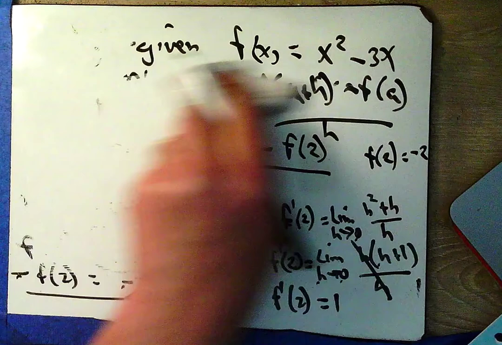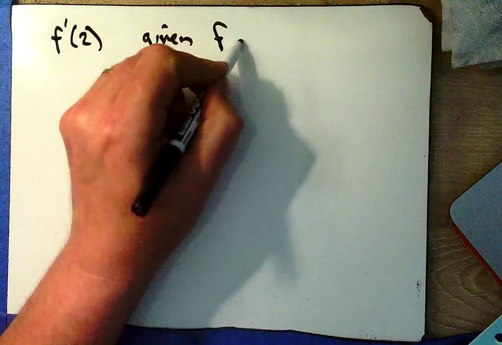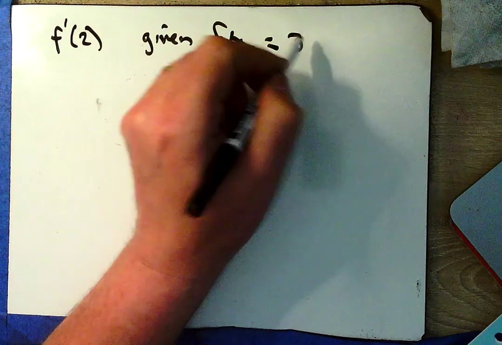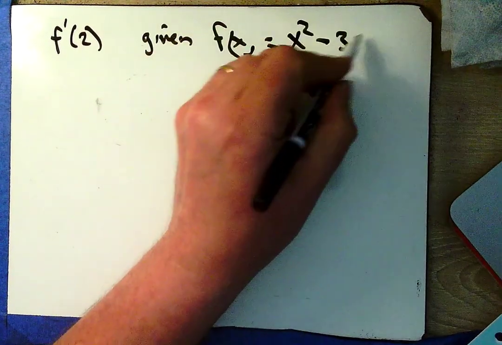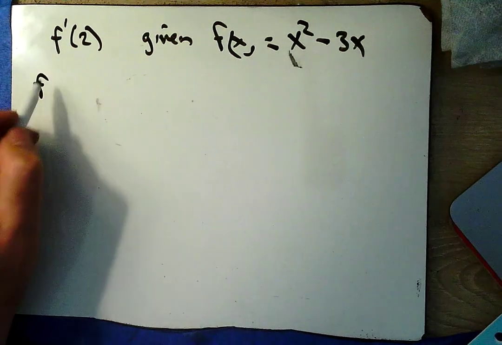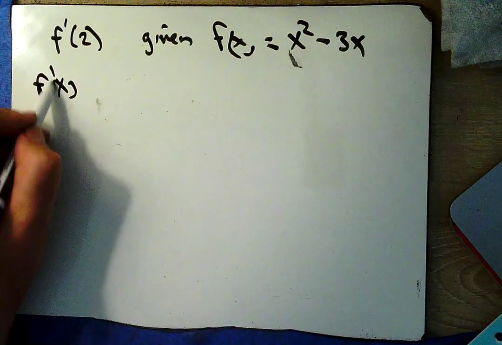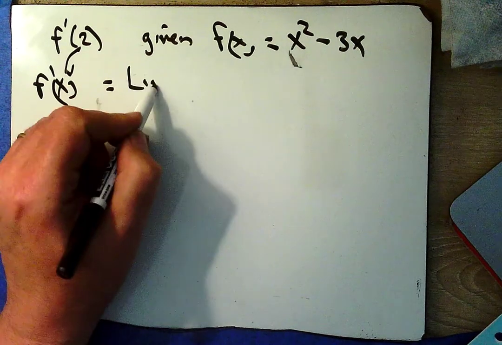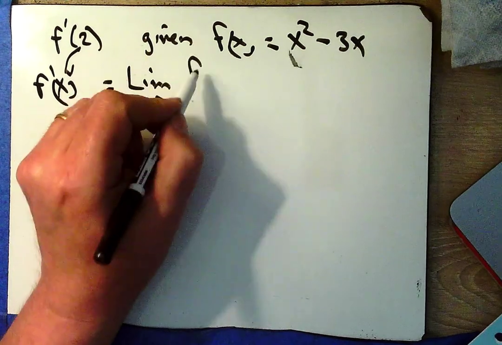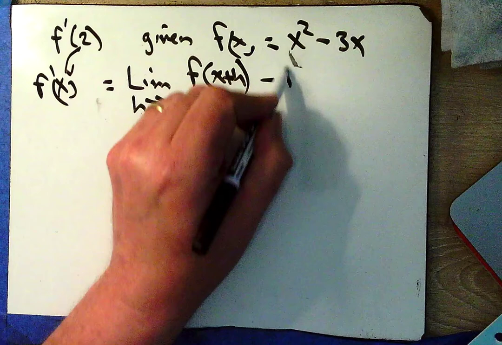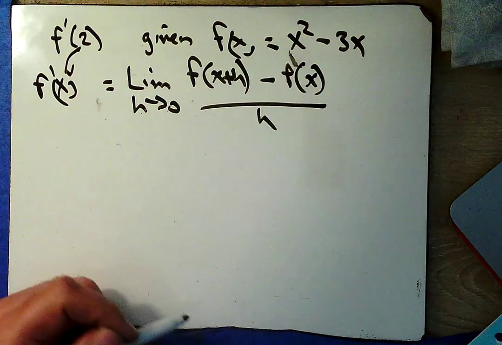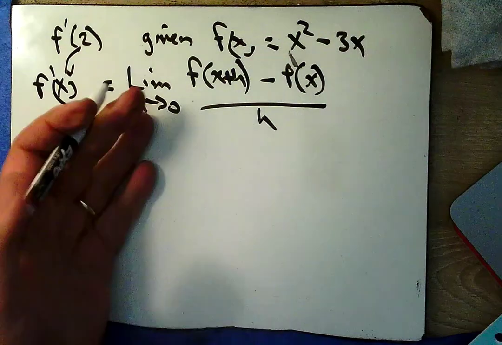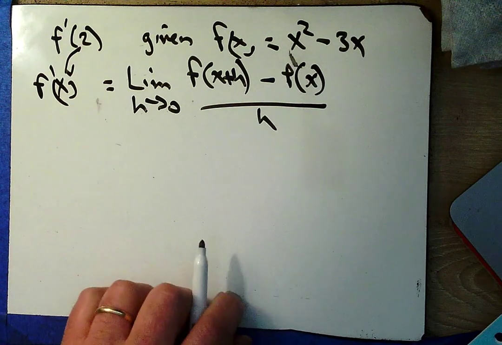Guess what? Now we need to do it a third way. So find f prime of 2 given f of x equals x squared minus 3x. And I'd like you to find f prime of x and then plug a 2 into your f prime of x. Remember, f prime of x is the limit as h heads to 0 of f of x plus h minus f of x all over h. Okie doke. Pause the video. Give it a go. Can't wait to see.